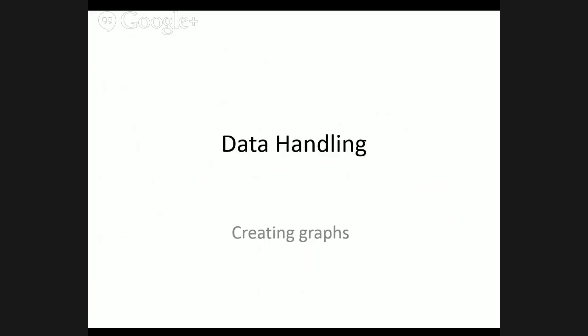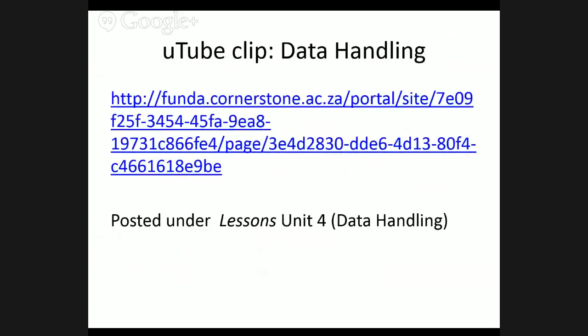Let's look at data handling and creating graphs for children. Once again, let's look at a clip in terms of data handling, and then decide what type of graphing is done in this clip.